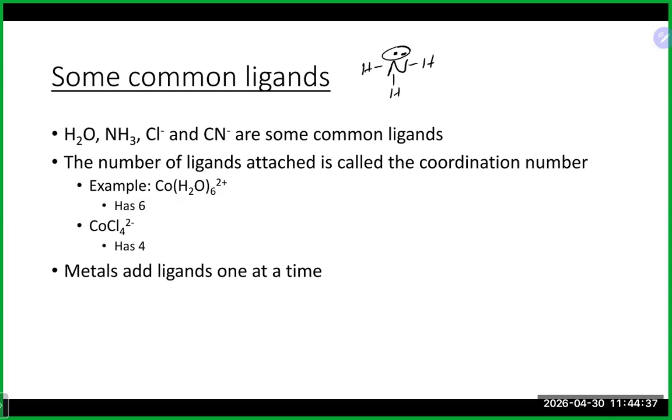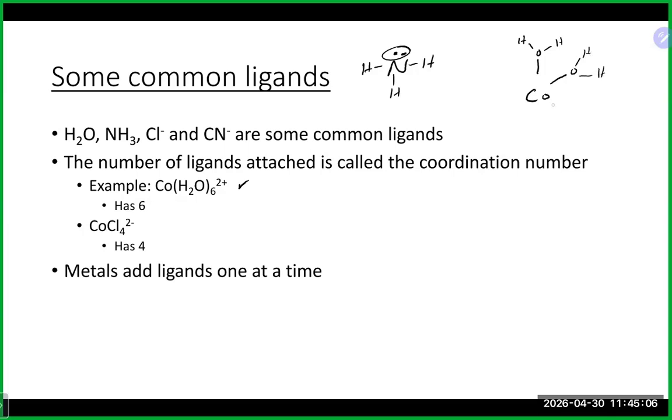Sometimes when we look at a complex ion, we're interested in what is known as the coordination number. And the coordination number is how many atoms are directly attached to the metal in the middle of the complex ion. So for example, if we look at this one here, we basically have a cobalt hanging out in the middle, and then we have 6 waters attached to it.